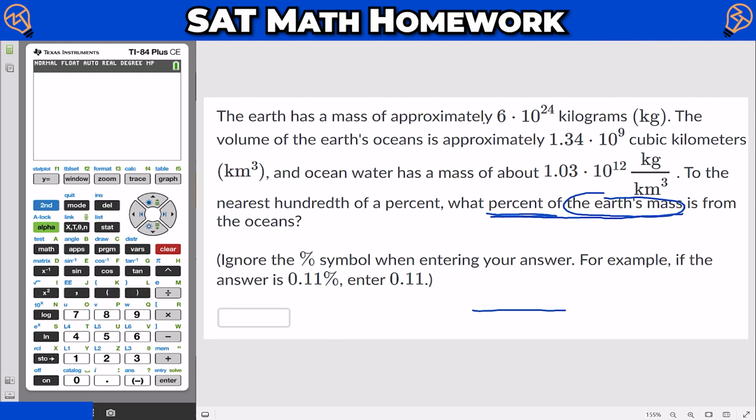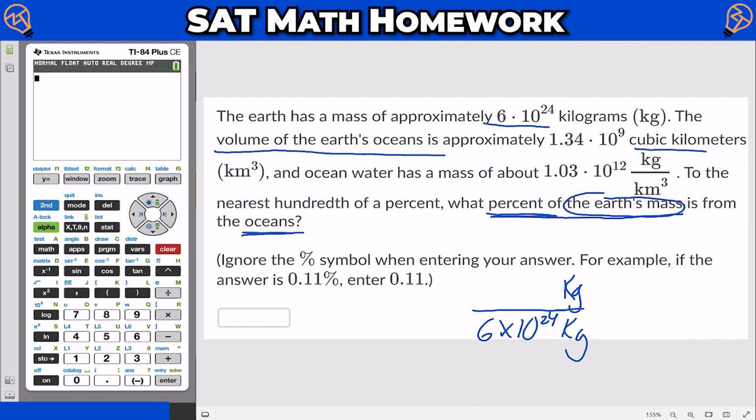Well, we know the Earth's mass is 6 times 10 to the 24th. And notice it's in kilograms. We know in the numerator, we're going to put the ocean's mass, but that's going to have to also be in kilograms. However, we're given the volume of the ocean in cubic kilometers. So we're going to have to convert that, because they then also tell us that the ocean water has a mass of about 1.03 times 10 to the 12th kilograms per cubic kilometer.